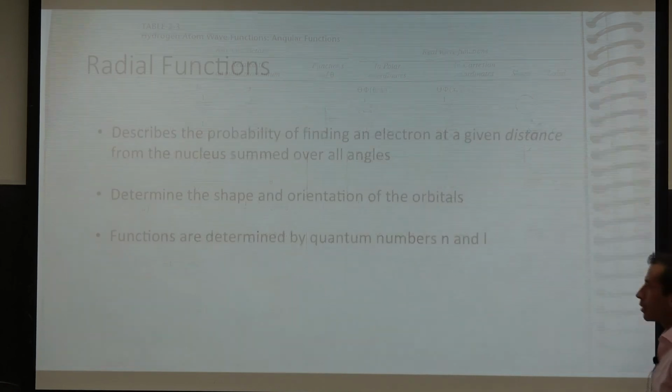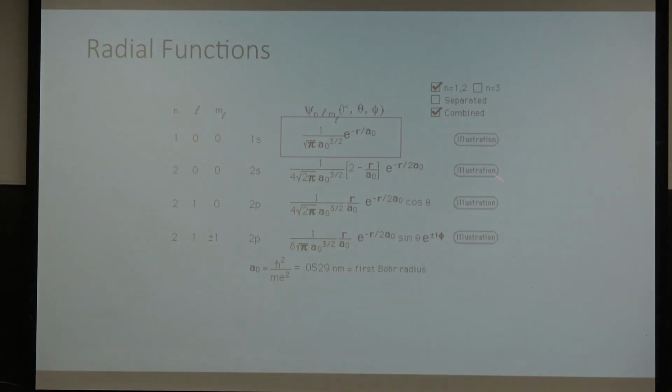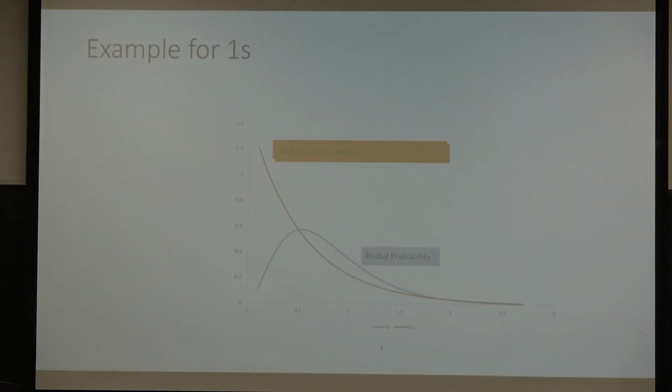Similarly, for radial functions, it's only a function of n and l. It's not a function of m sub l. That's why for a 2p orbital, it's exactly the same. So you have these 2 functions that are describing the location. One is the distance and one is the shape. And then you can start to plot these.